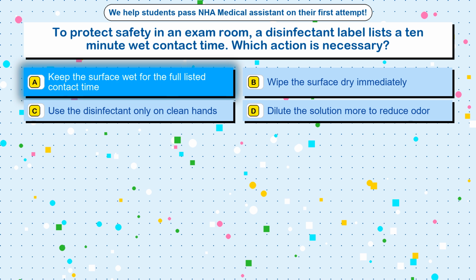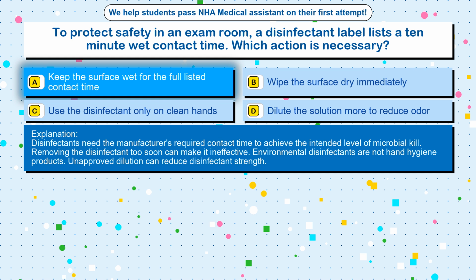The correct answer is option A, keep the surface wet for the full listed contact time. Disinfectants need the manufacturer's required contact time to achieve the intended level of microbial kill. Removing the disinfectant too soon can make it ineffective. Environmental disinfectants are not hand hygiene products. Unapproved dilution can reduce disinfectant strength.